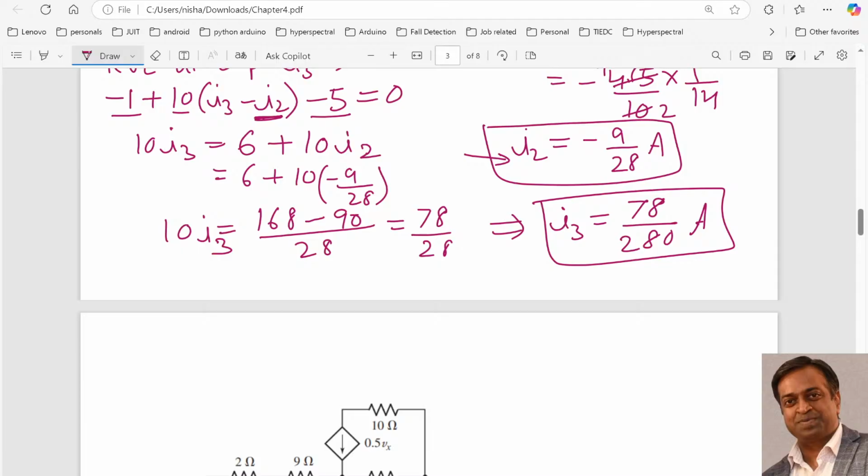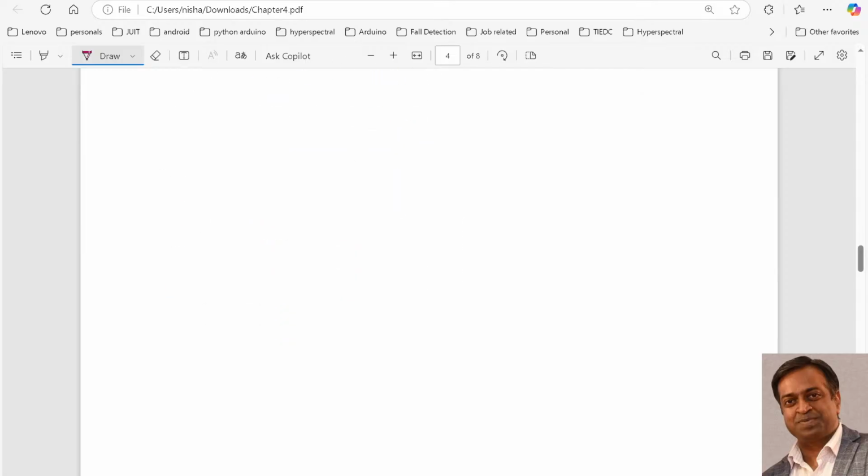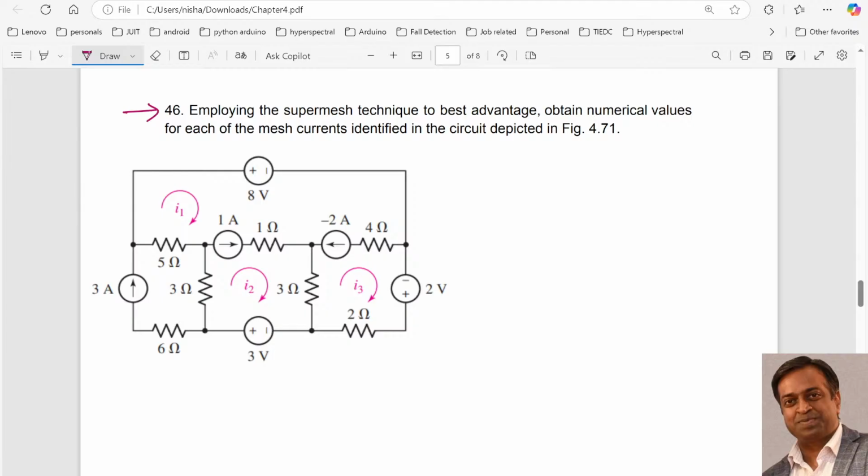So with this, we are able to get the loop current of all the 3 loops. So now moving to the second last question, which is problem number 46 from the book. Over here, we need to use the super mesh and we need to obtain the numerical value for each mesh current. So we need to determine the mesh current. Over here, I1 is given, I2 is given, I3 is given, and let this mesh current be I4.